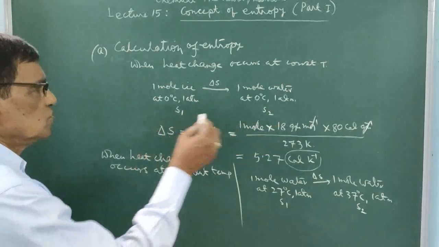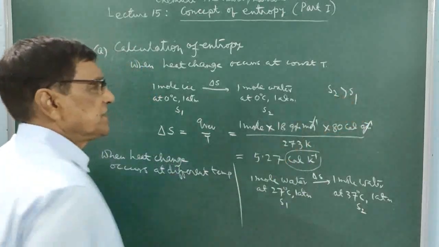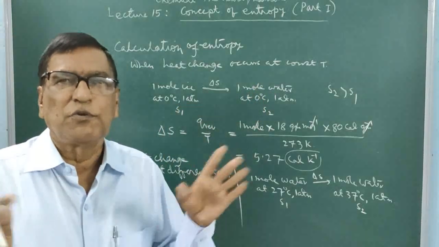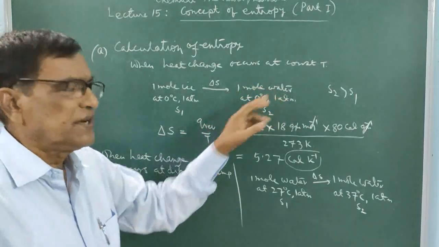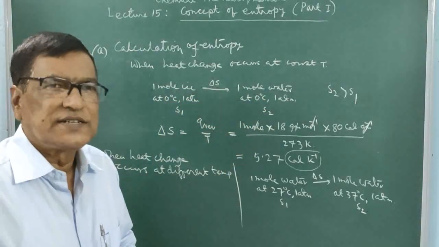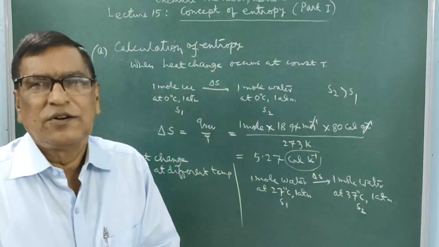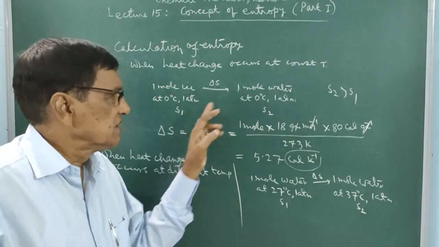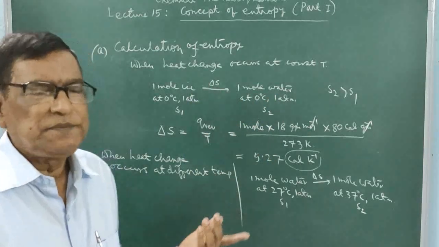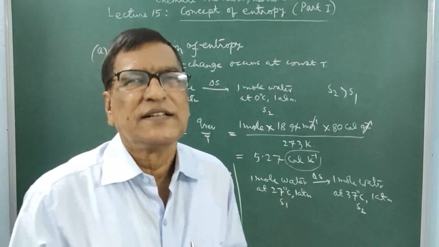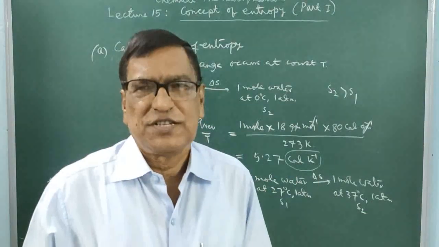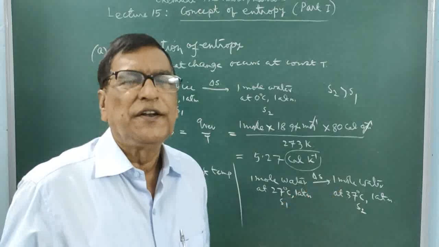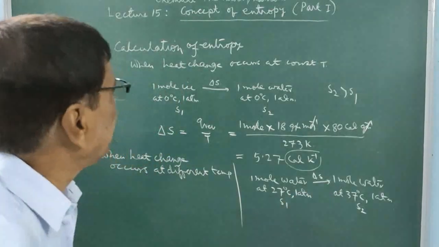This means S2 is greater than S1. This indicates that in ice and in water, the randomness of the molecules is not the same. The randomness in water is much greater than the randomness in ice. So the system tends from less randomness to more randomness, from more orderliness to less orderliness. It seems that randomness is the criterion for natural processes. So for this problem also we can show that the randomness will increase. Here the calculations will be like that.